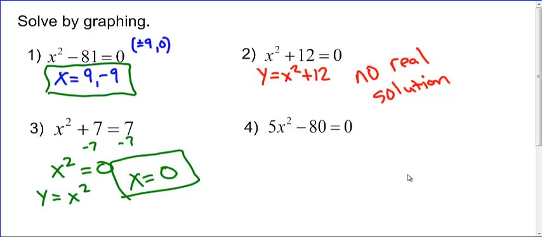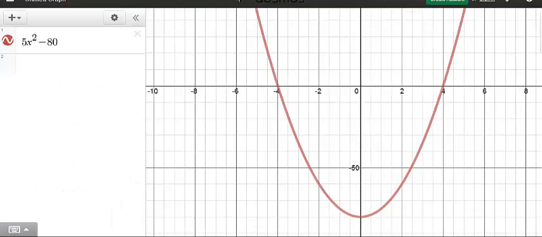We're writing them as x values because our equations just say x equals, or in this case, number 4, 5x squared minus 80 equals. But there's no y value here, only x values. Now again, let's go in and graph 5x squared minus 80. I've got that one ready for us as well. You can see it here.